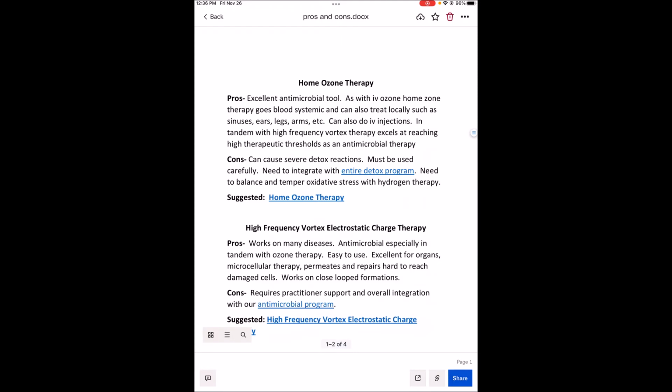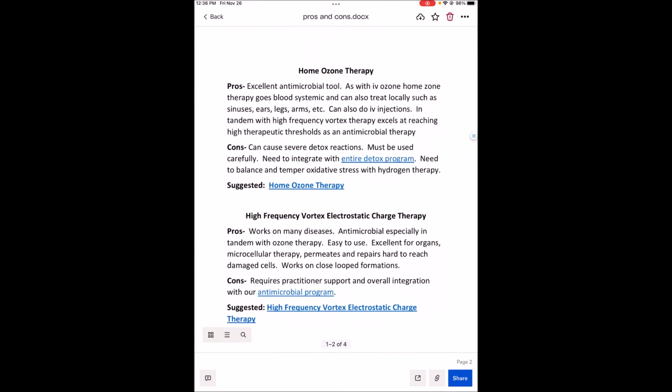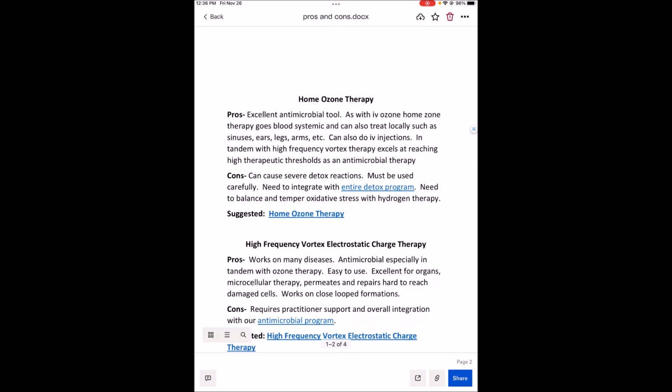Home ozone therapy. We sell this on our site. We just went with a new company because they provide incredible support and a lifetime warranty on the generator. This is a lifetime therapy. You should have lifetime support, a lifetime guarantee. This requires, at the initial stages, some serious support. It's a serious, serious antimicrobial therapy.